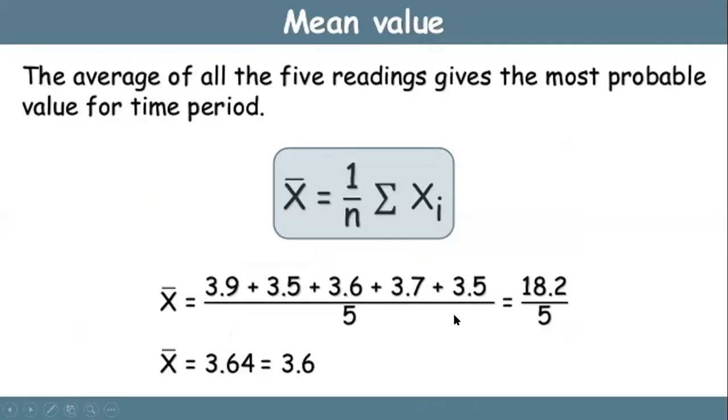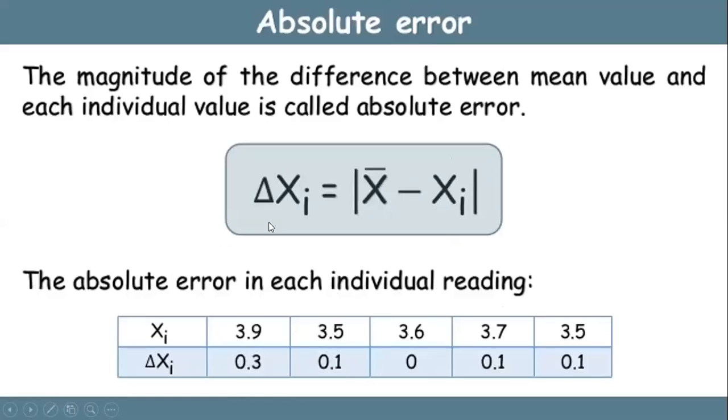First we'll go for finding the mean. So X bar is the mean of all the values. That is 3.9 plus 3.5 plus 3.6 plus 3.7 plus 3.5 divided by, there are 5 measured values, so we are writing it as 5. So it is 18.2 by 5. So X bar is equal to 3.64. Here there is only one decimal after the point in the measured values, so we have to restrict our answer to only one decimal point. So it is 3.6.